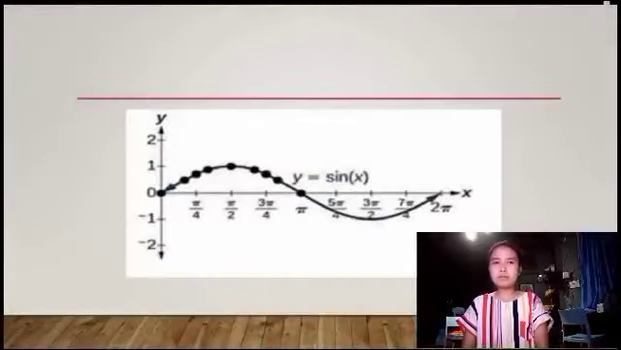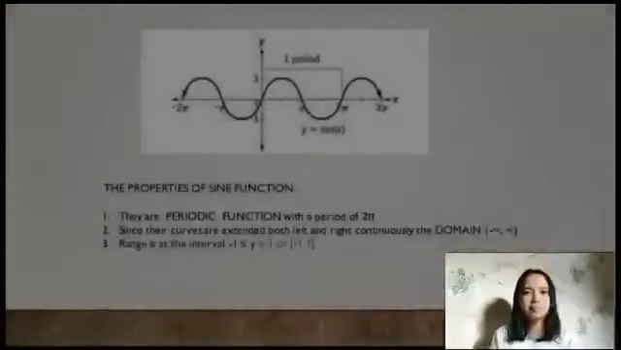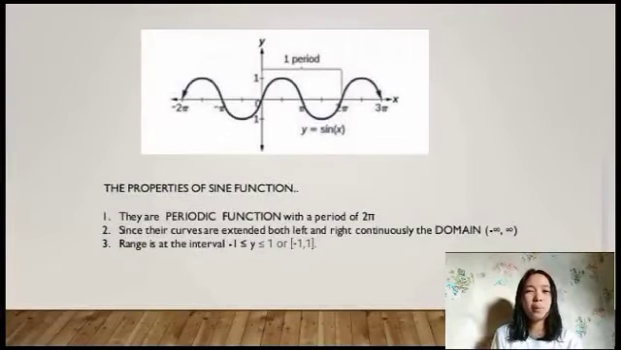So pi over 6 is here, pi over 4 is here, and pi over 2 is here. 2 pi over 3 is here, 3 pi over 4 is here, 5 pi over 6 is here, and pi is here. Now, let's talk about the properties of the sine function.